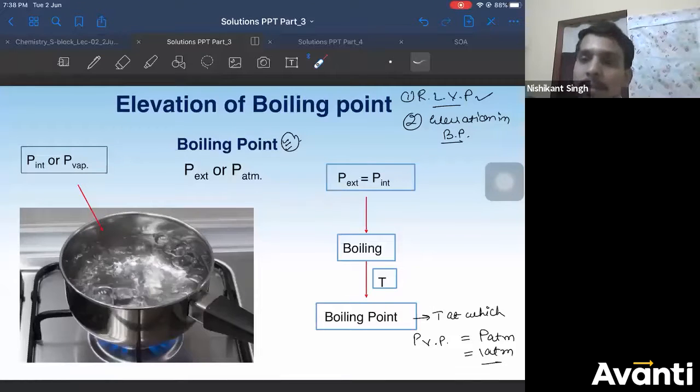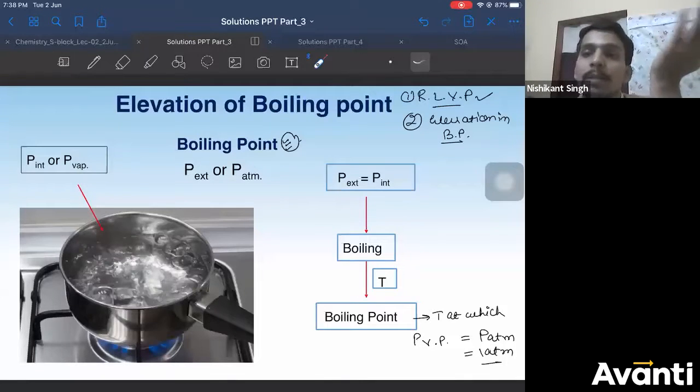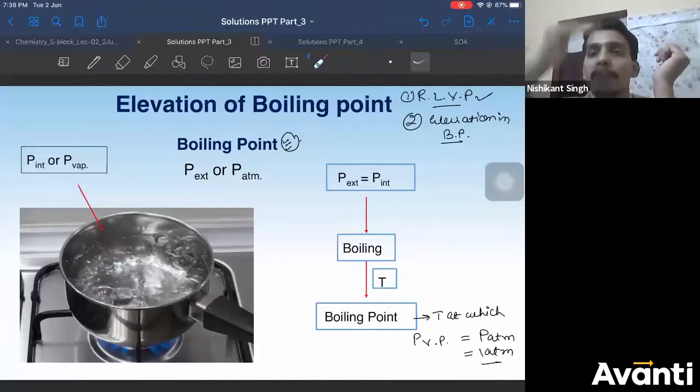What is in the definition? I am saying you are heating water in a beaker. When you heat water in a beaker, vapors will be formed. Vapors will exert some pressure. So when the vapor pressure of the liquid becomes equal to the pressure exerted by the atmosphere, how much pressure does the atmosphere exert? 1 atm. So when the vapor pressure of the liquid becomes equal to 1 atm, then that temperature is called boiling point.